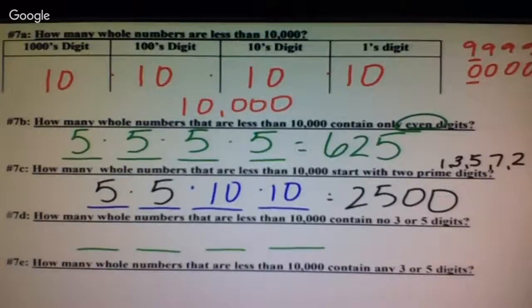Okay? The restriction on D is I no longer want to use a 3 or a 5 anywhere. So if I don't want to use a 3 or a 5, my options are now down to 8. How many do I start with? 10. If I'm taking away 2. It's 4,096.